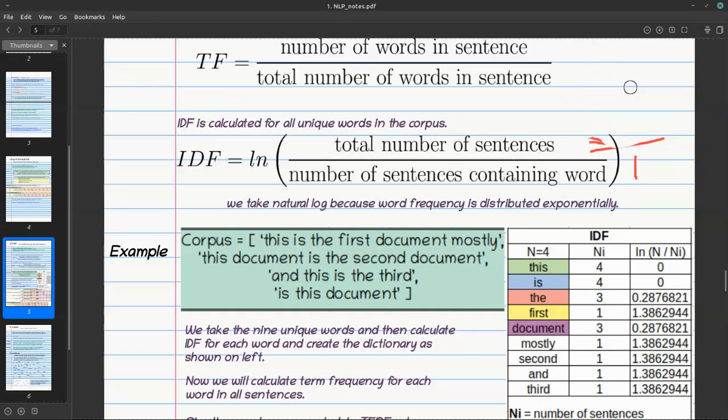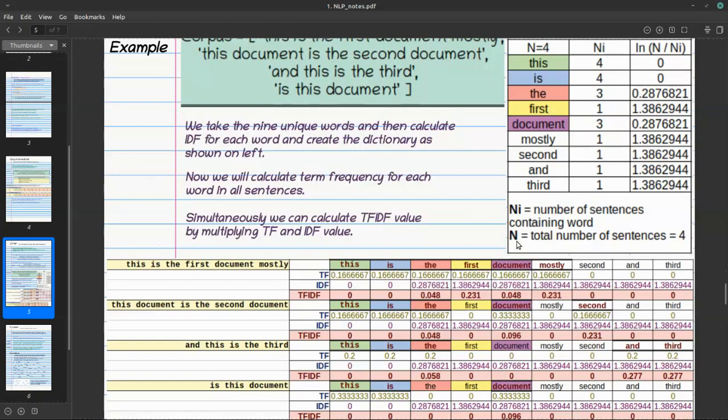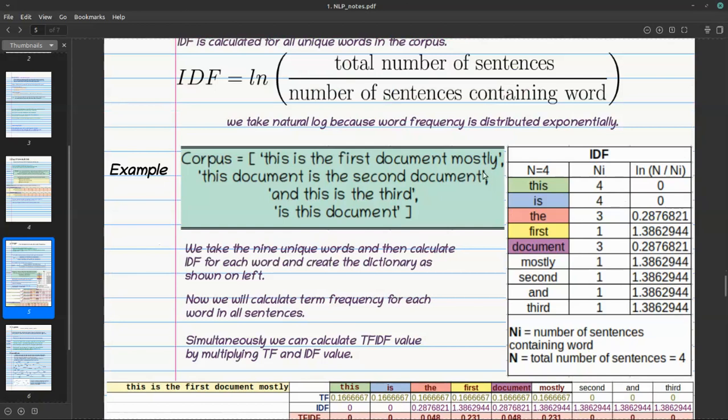So these are a couple of reasons why we are using natural log, because this kind of thing can be converted into MCQ and MSQ, right? So that's how this IDF value is calculated. Now I guess it's trivial. So here we have taken this one example.